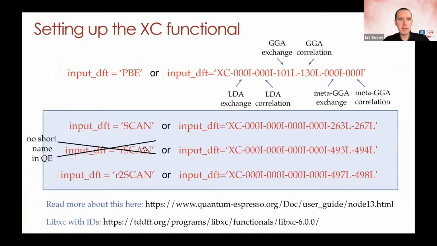For rSCAN, there is no short name in Quantum ESPRESSO, so you can't say input_dft rscan, but you can specify it using the second option by finding the IDs for the meta-GGA exchange and meta-GGA correlation for rSCAN. For r2SCAN, there is a short name in Quantum ESPRESSO, so you can write r2scan, or alternatively indicate the IDs of the functionals. There is no really deep reason why there is no rSCAN short name, just small technical issues, and maybe in future releases it will also be implemented.